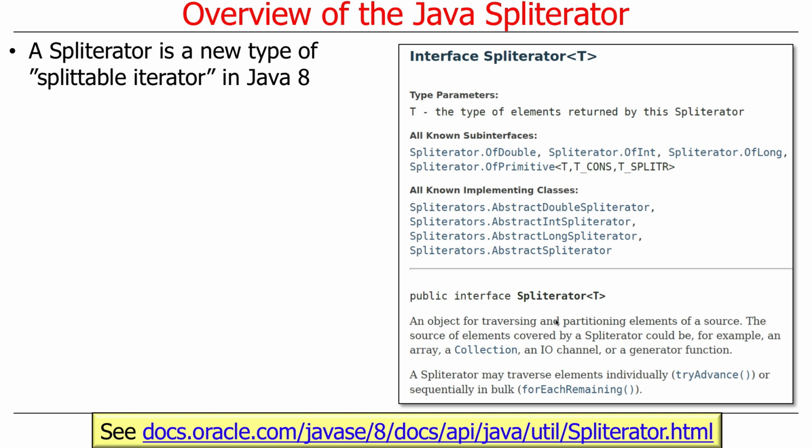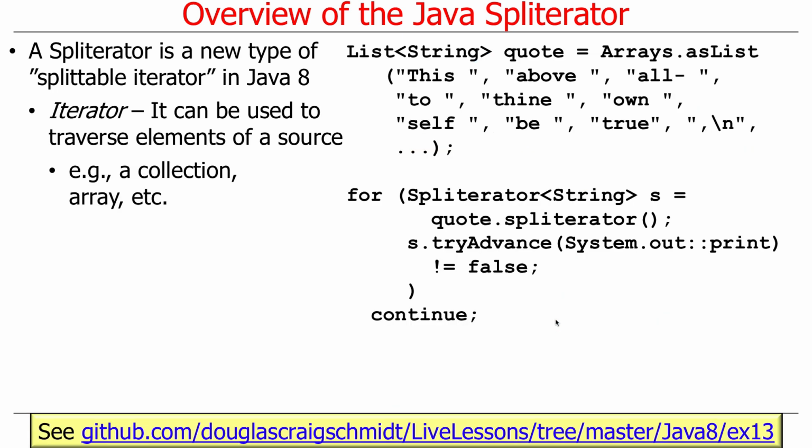So what is a splitterator? A splitterator is a new type of splittable iterator. That's where the word splitterator comes from. I think there's a phrase, portmanteau, that means the combination of words to make a new word. So splitterator is a portmanteau of splittable iterator, and it combines an iterator and a splitter. So let's talk about each one. We'll first talk about the iterator.